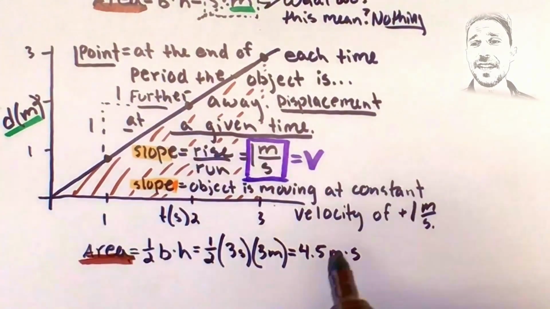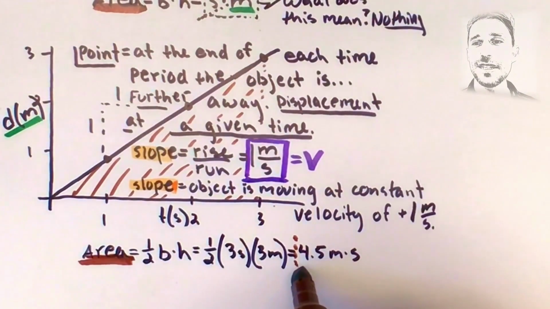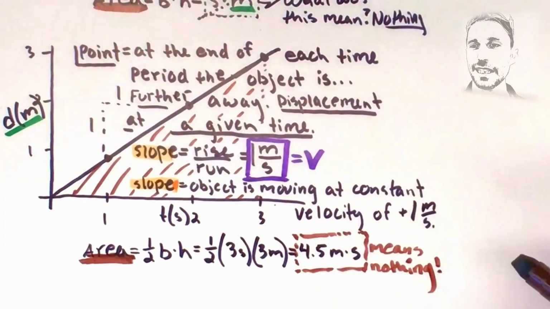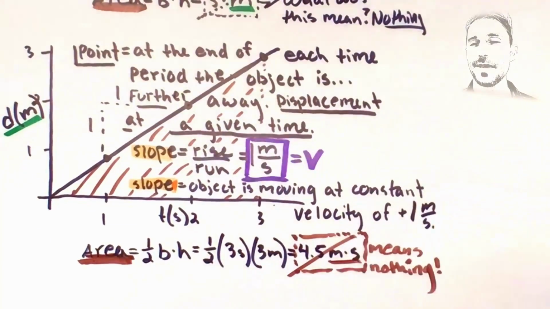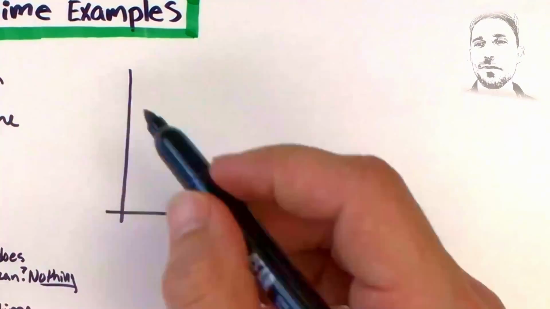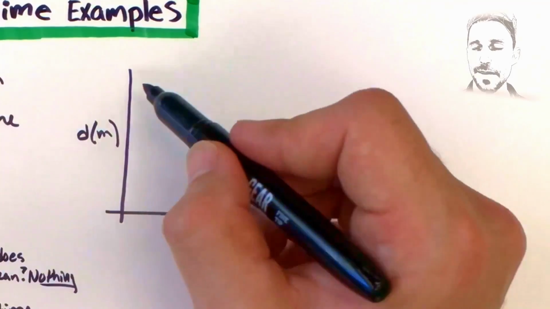Now the important thing here is not the 4.5, but the meters seconds. What does meter second mean? It doesn't mean anything really. So that's not really something that we need to find. The area underneath the displacement time graph is still not really important to us in terms of getting information.